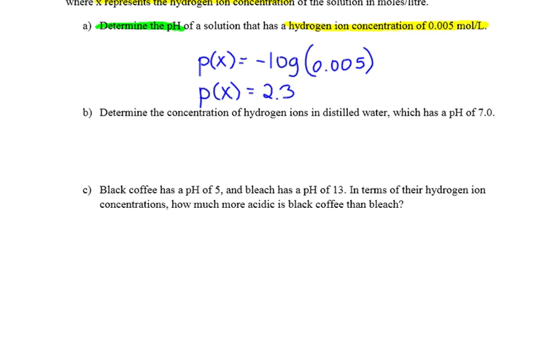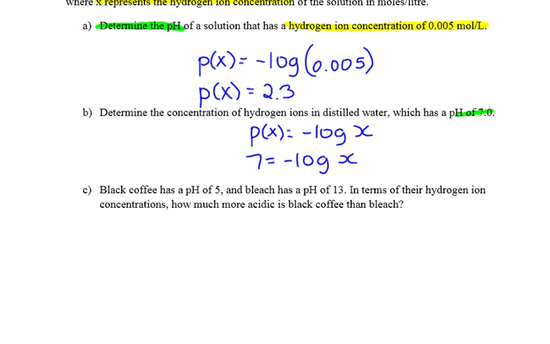Okay, determine the concentration of hydrogen ions in distilled water with a pH of 7. So this time, they gave us our pH. If my formula is P of x equals negative log of x, what are we going to substitute? P of x, which is the pH. So 7 is equal to negative log of x. Now we actually have to do some work to solve. Whenever you're looking for the inside of a log, eventually you're going to have to change it back to exponential form. So what's our first step?